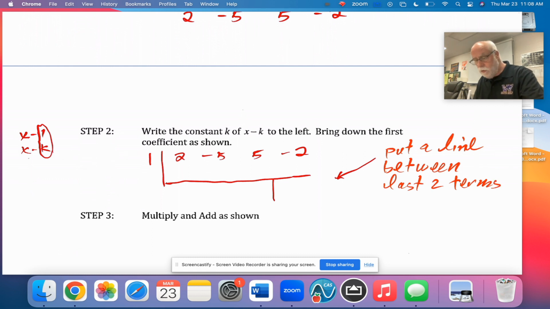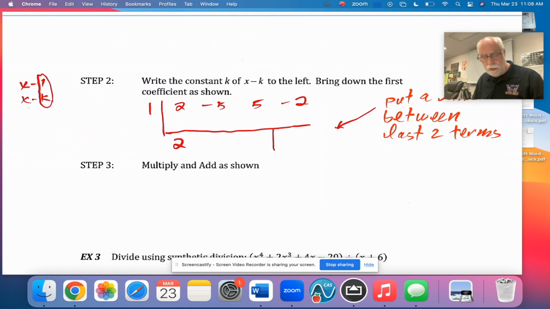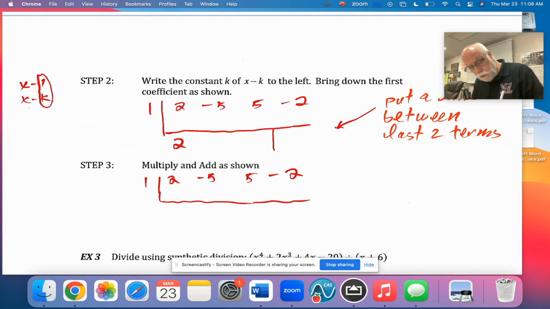And then it said to bring down the first coefficient as shown. So we're going to put it right there. All right, so now we're going to multiply and add as shown. So let's go ahead and write this down one more time. So we have the 1. We have the 2, negative 5, 5, and negative 2. I told you to put a line in between. All right, and now bring down the first term.